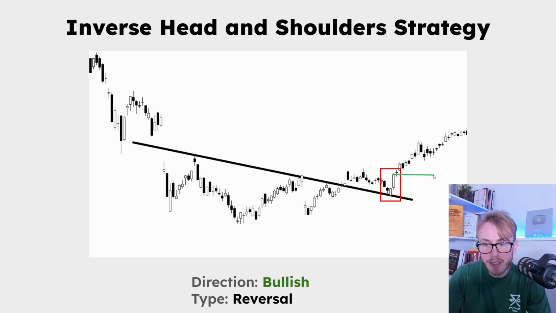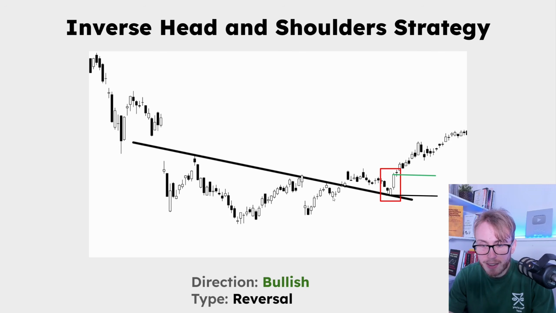So one way to enter this pattern would be to enter at the candle close of that momentum candle. This is a pretty good entry point for multiple reasons. First of all, we will be able to find a pretty good stop loss level for this case. Because first of all, we have one low right here, the lowest point of the retest.